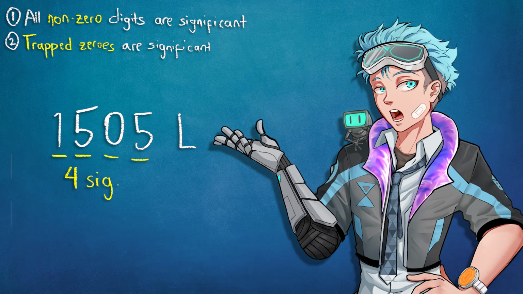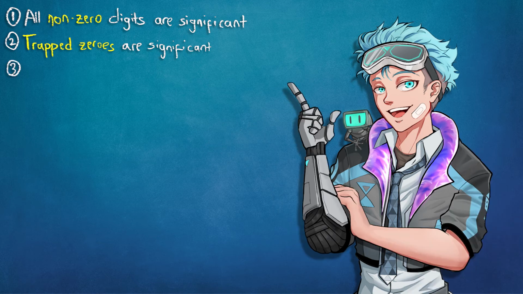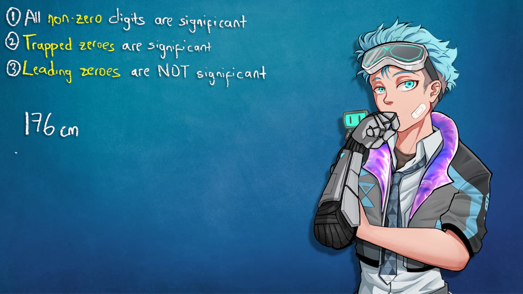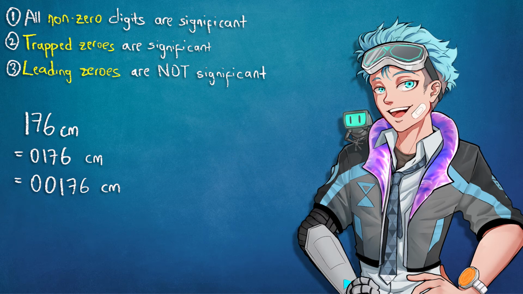Now, it's been fairly obvious so far, so what's the point? Well, here's where it gets interesting. 3. Zeros to the left of the first non-zero digit, called leading zeros, are not significant. I can write my height as 0176 or 00176. It doesn't change the measurement, so doing that is useless. If it's a decimal and not an integer, it's still not significant.